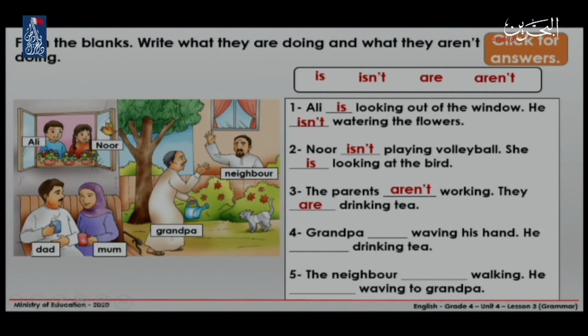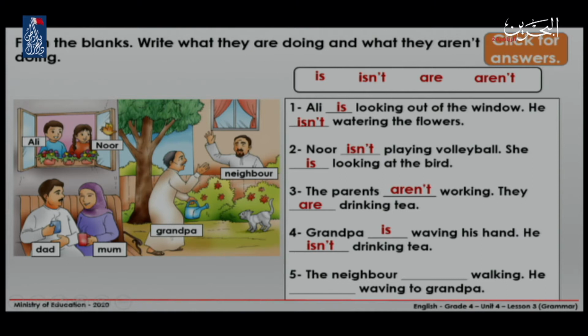Let's read sentence number 4. Grandpa is waving his hand. Is he waving his hand? Very good. Grandpa is waving his hand. He is drinking tea. Look at Grandpa. Is he drinking tea? No. So, he isn't drinking tea.